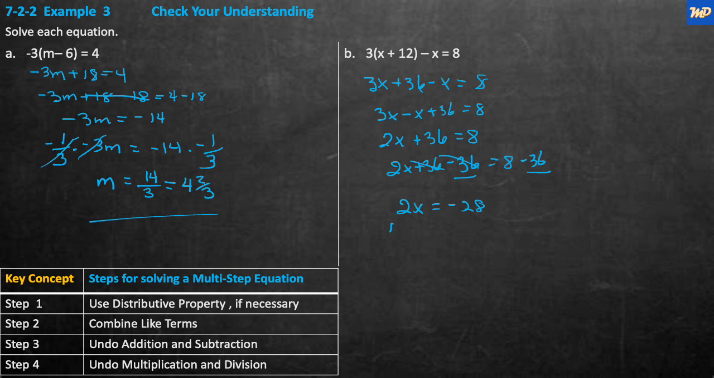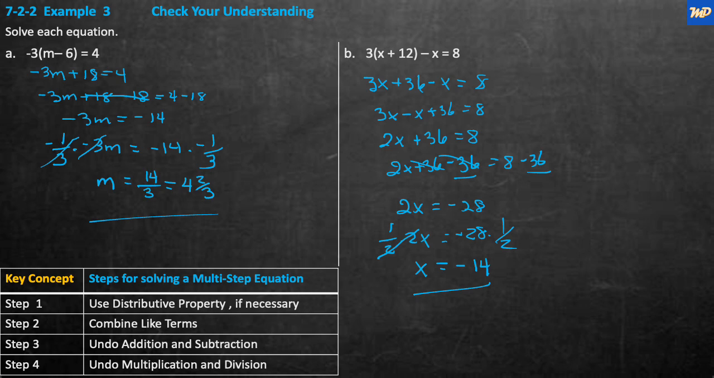So we'll multiply 1/2 times 2x, the multiplicative inverse, or the reciprocal, is equal to minus 28 times 1/2. Now these cancel. So we have x equals minus 28 divided by 2, which is minus 14. There's your answer here.